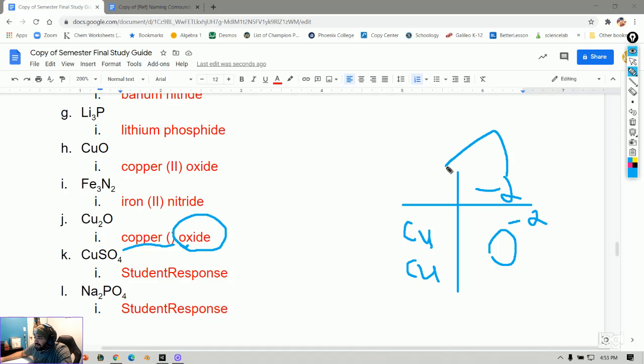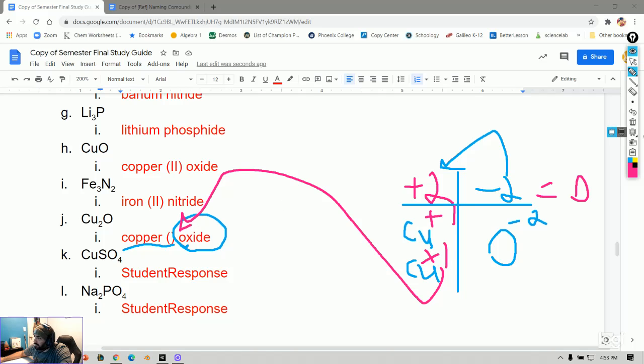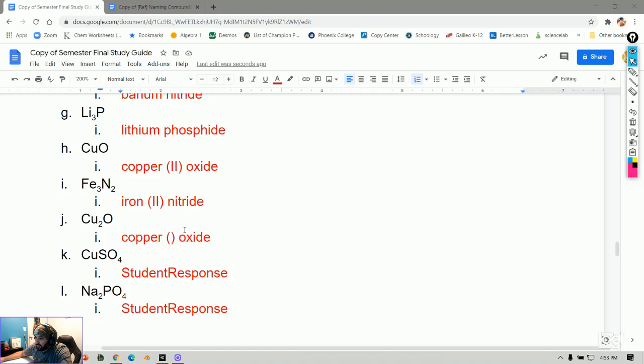Now what's going to balance that -2 charge? Well, I have to have a +2 charge, because +2 minus 2 equals 0. In order to have a +2 charge, each copper needs a +1 charge. And that's what would go here inside the parentheses: copper 1 oxide.